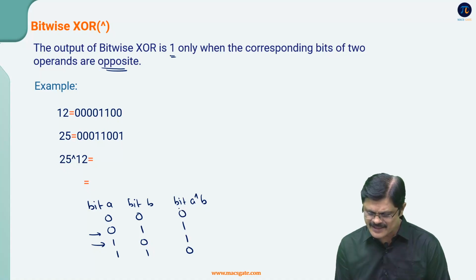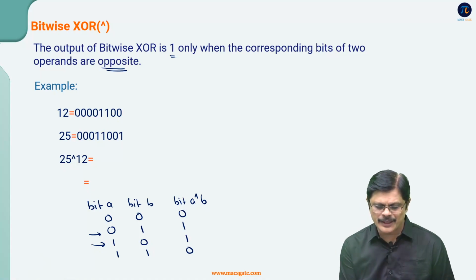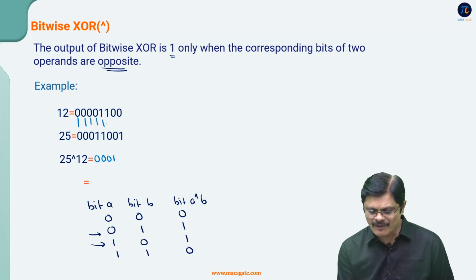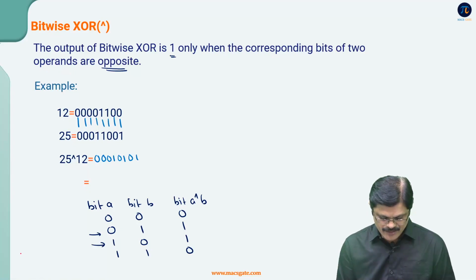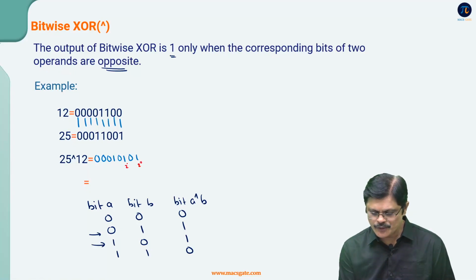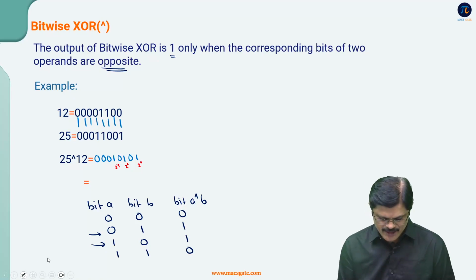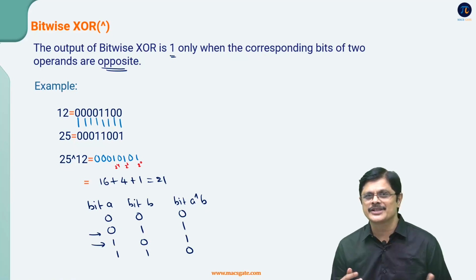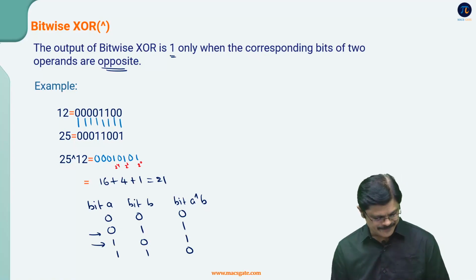In our case, it is 0. So, here if you consider 12 and 25 XOR, you want 0 0 is 0, 0 0 0, 0 0 0, 0 1 is 1, but 1 1 is 0 only, 1 0 is again 1, 0 0 0, 0 1 it is 1. So, here it is 2 power 0, 2 square, 2 cube, 2 power 4. So, the corresponding number is 2 power 4 16, 2 square is 4, 2 power 0 is 1, so that is 21. So, this is about bitwise XOR.